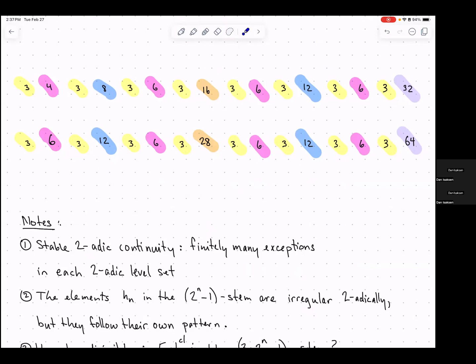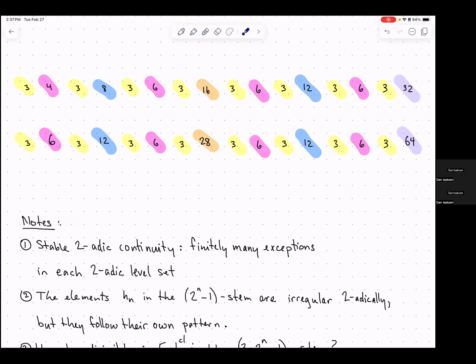The blue ones stabilize with value 12, 8 is an exception. The orange ones stabilize at 28, 16 is an exception, and so forth. So what's happening with these exceptions is that it's the elements Hn. From this perspective, those elements are irregular. That's the 4 that's not 6, and the 8 that's not 12, and the 16 that's not 28.